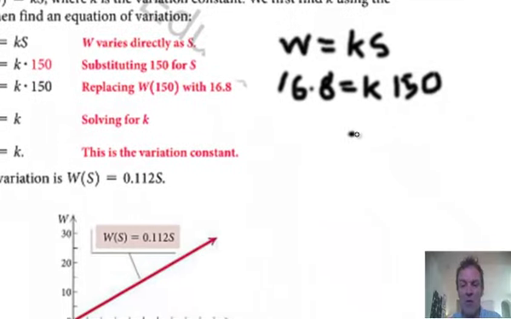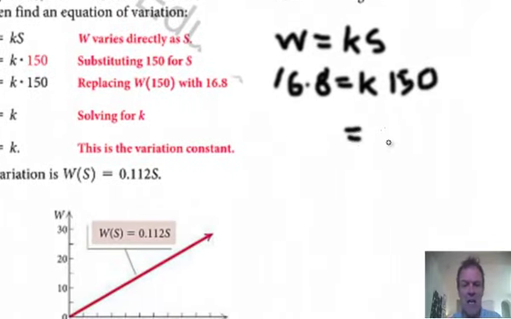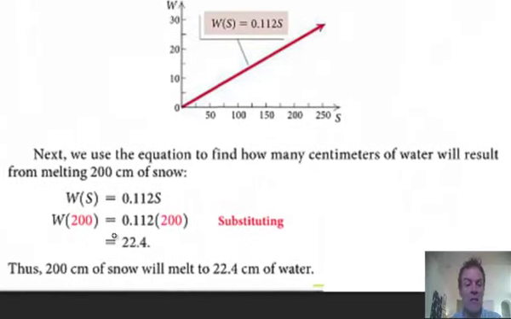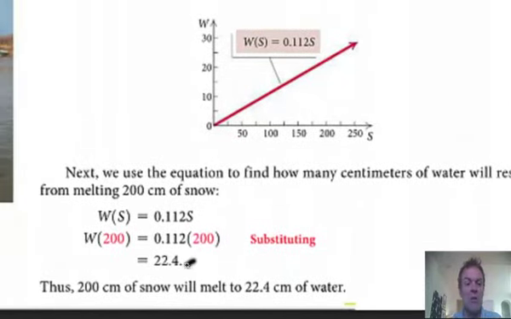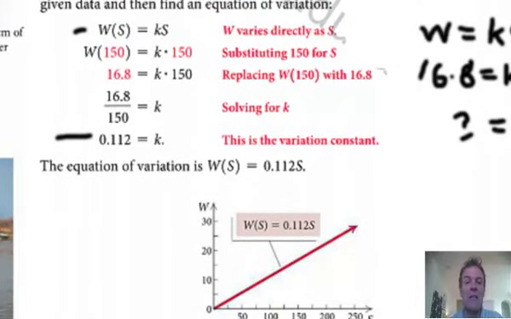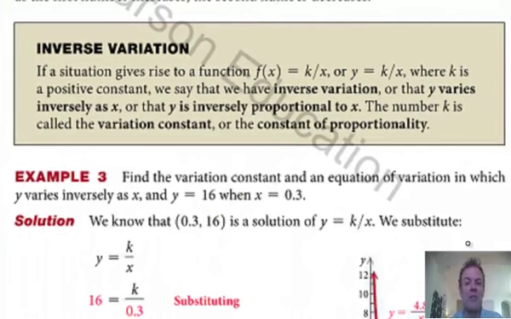Well now we've got this. Now we know that K is 0.112. This time it's 200 centimeters of snow. I can find out what the water is. There we go, 22.4. So I found what K was and I used it. Let's keep on going. Now how about inverse variation?